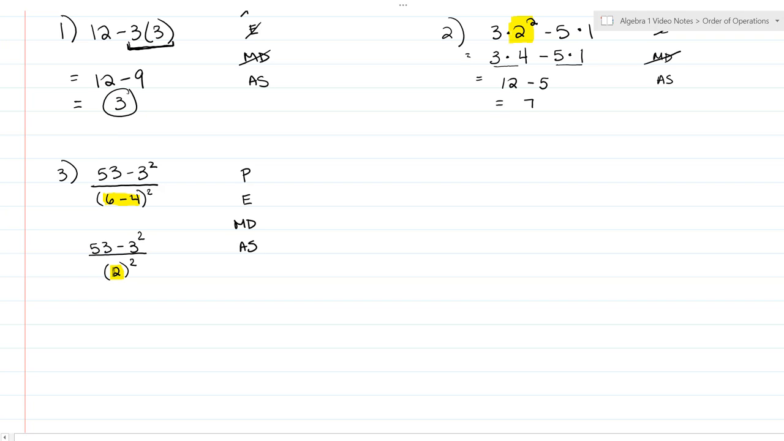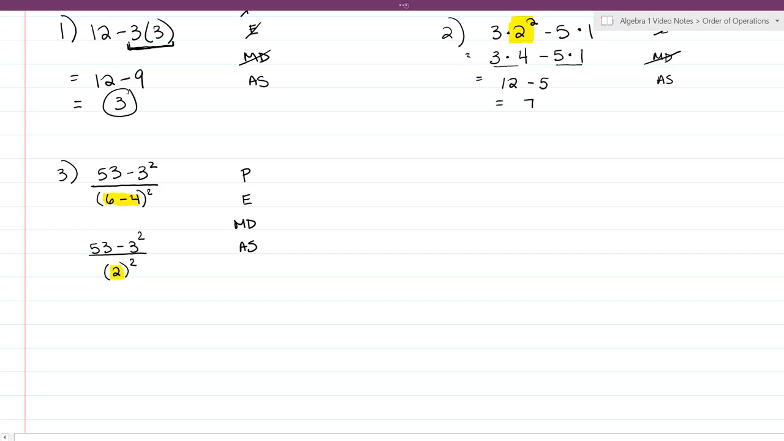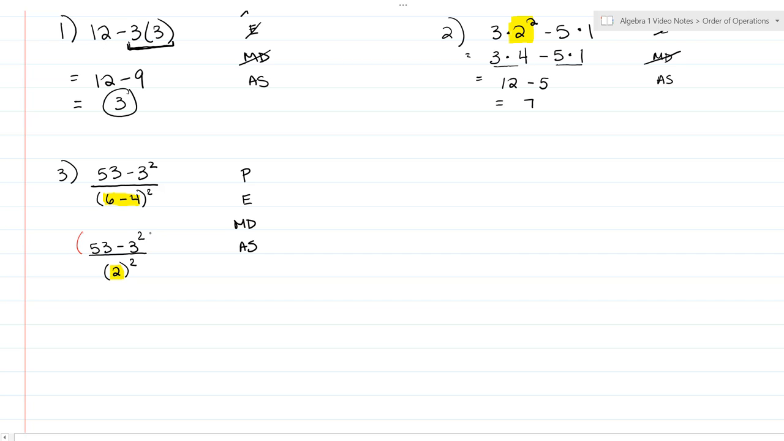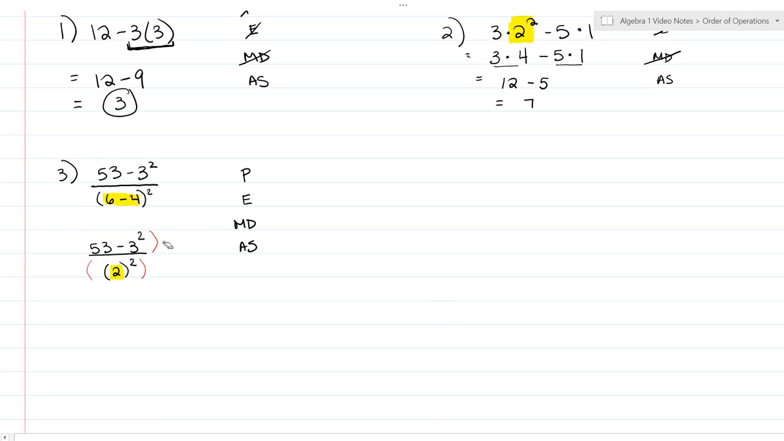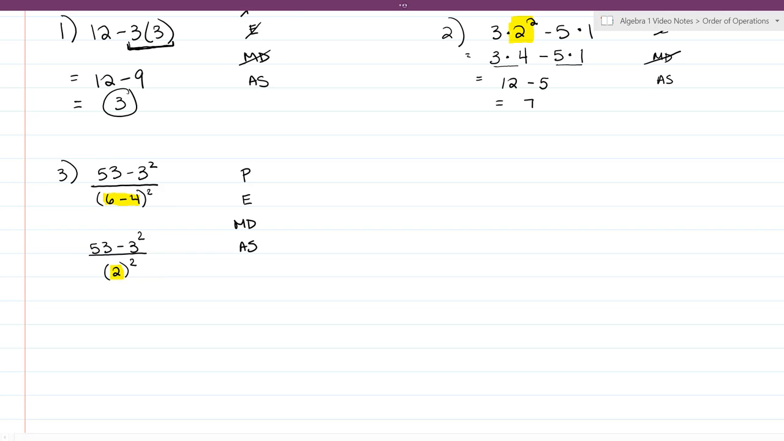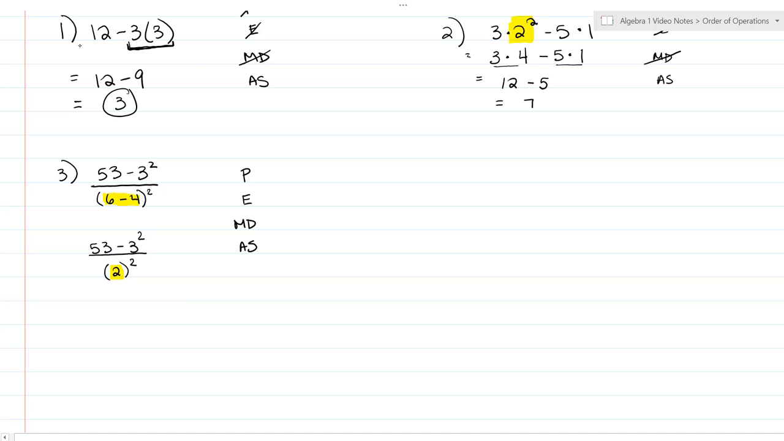All right, and like I said, fractions are a type of grouping, so we have 2 separate groups here. I could put parentheses around the numerator and the denominator just to make sure that I know that those are 2 separate things that we have to evaluate before we do the division there. I'm going to erase the parentheses just because I think it makes it a little bit messy, but let's start with just the numerator. So 53 minus 9 all over 2 squared.